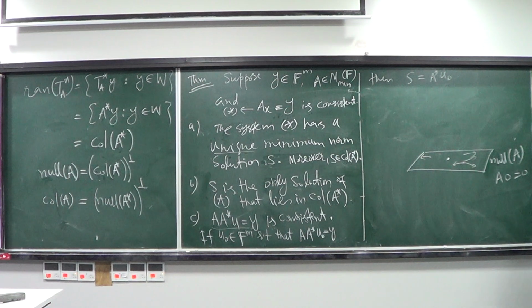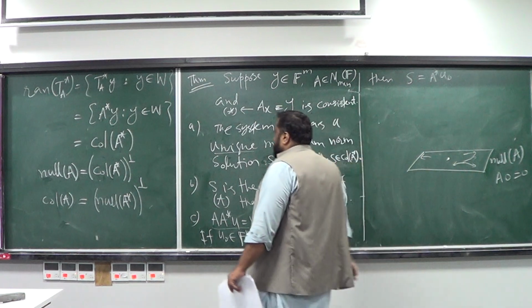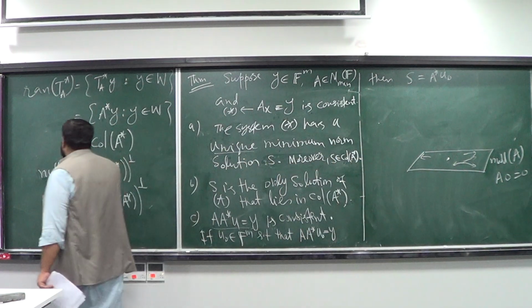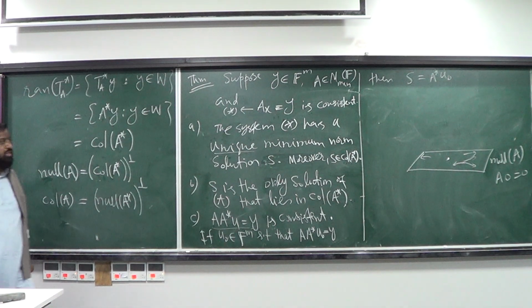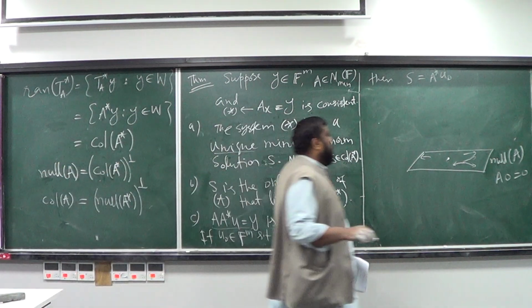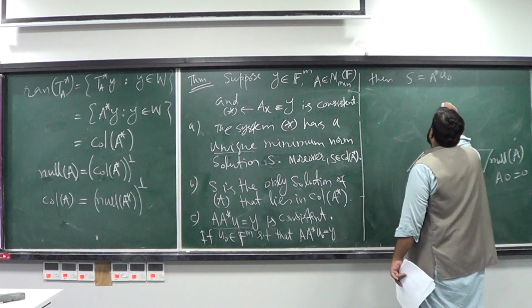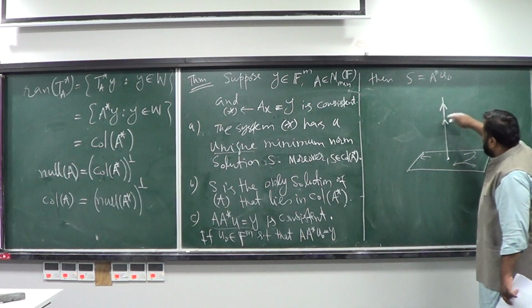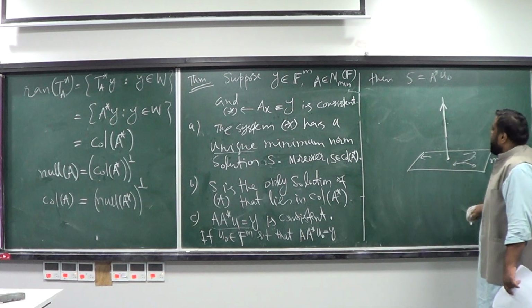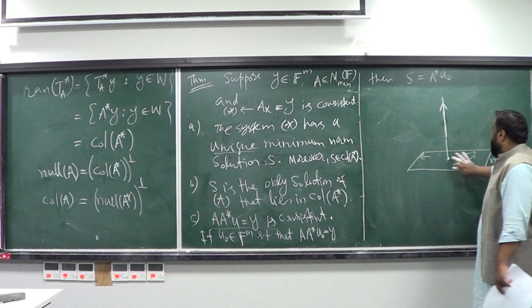Okay, so that. Now I know the relationship between the null space of A and the column space of A star. I know that the column space of A star is the collection of all those vectors that are orthogonal to the null space of A.